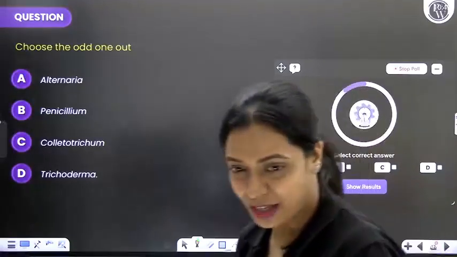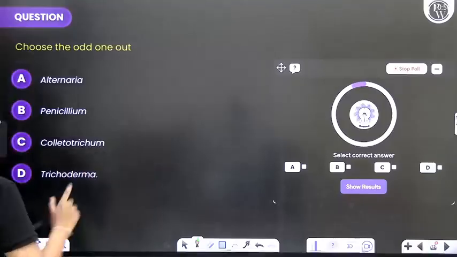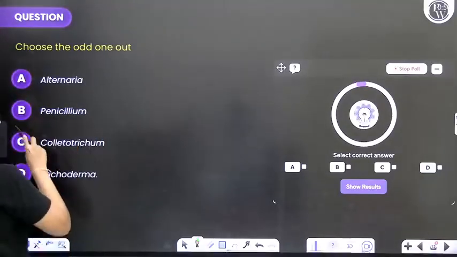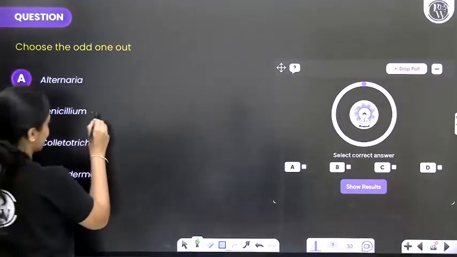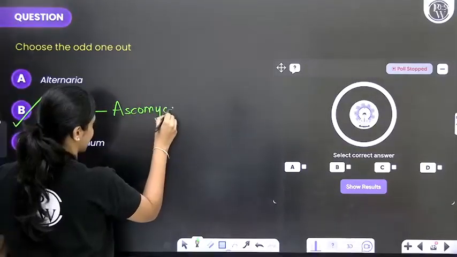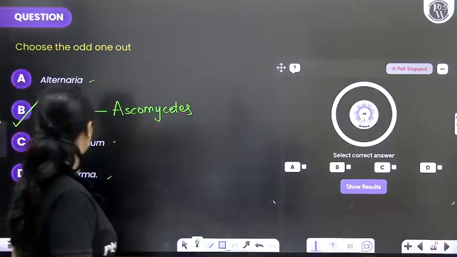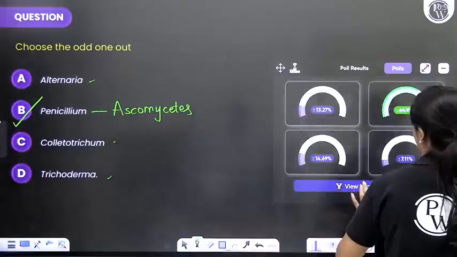Everybody is answering B. Shahid says C. Don't keep your textbooks open and answer. Choose the odd one out. Option B is the correct answer. This belongs to ascomycetes. The rest are deuteromycetes. So option B is the correct answer.